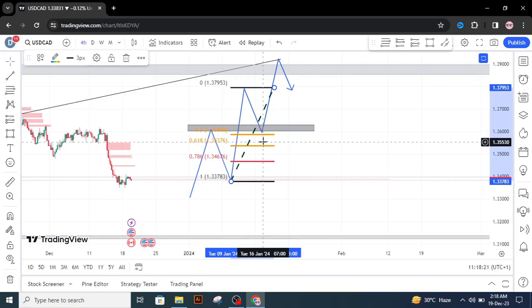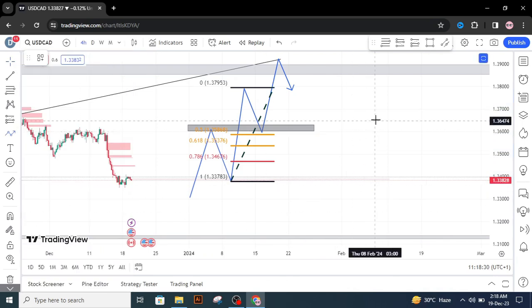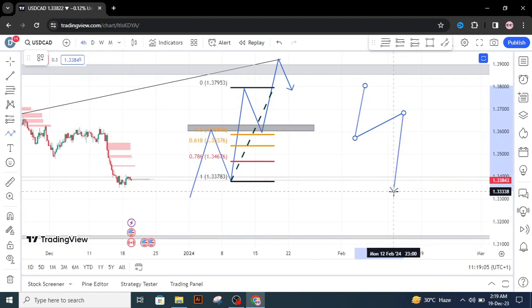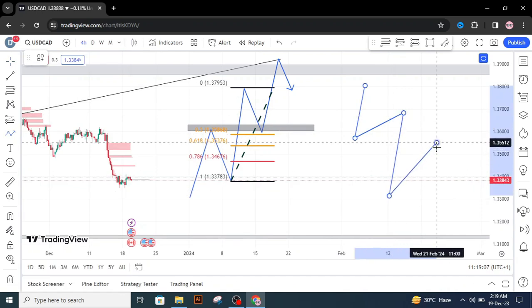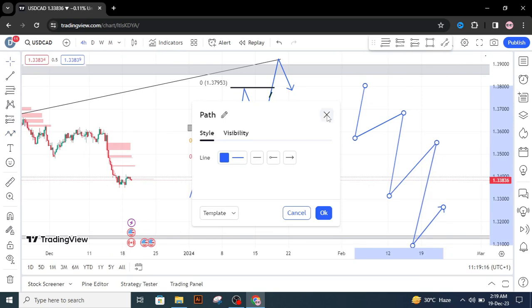The same thing is applicable when the market is in a downtrend. Let's look at a downtrend. Okay, a downtrend is that. So let me just use this.